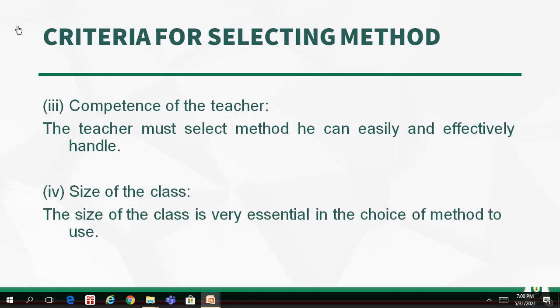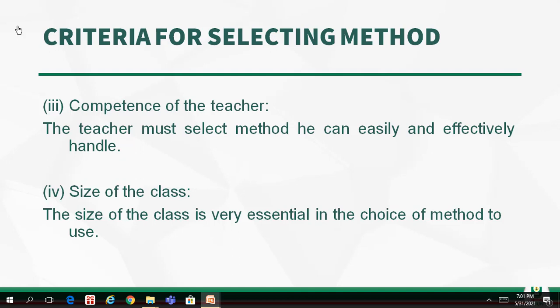Another criterion you have to know is the competency of the teacher. The teacher must select a method he can easily and effectively handle. If you know that you cannot use a particular method effectively as a teacher, you don't need to use it. Use the method that you know will fit the age of the student and the topic, and the one you are conversant with, and you can teach effectively.